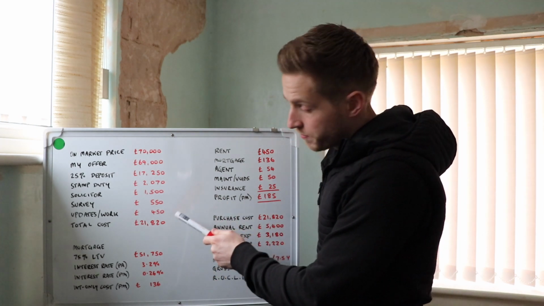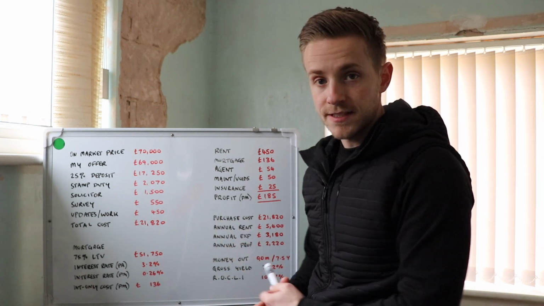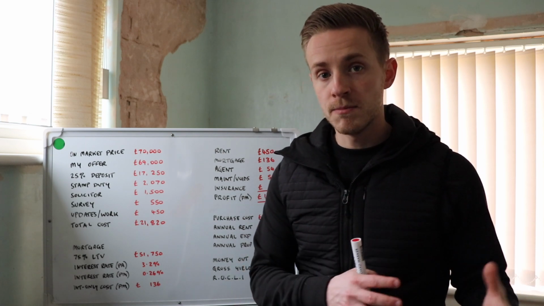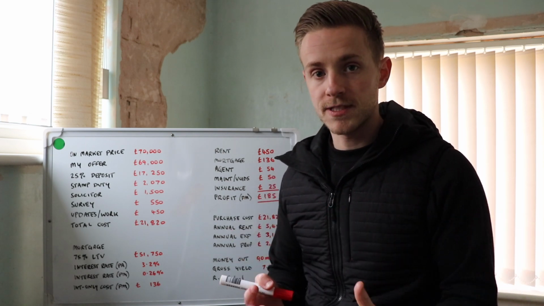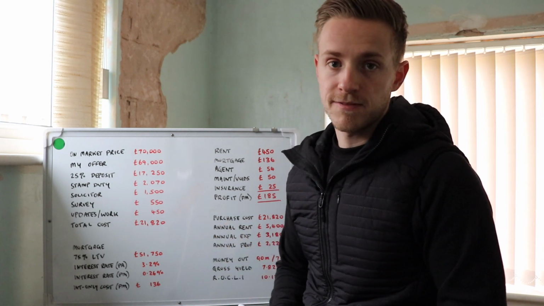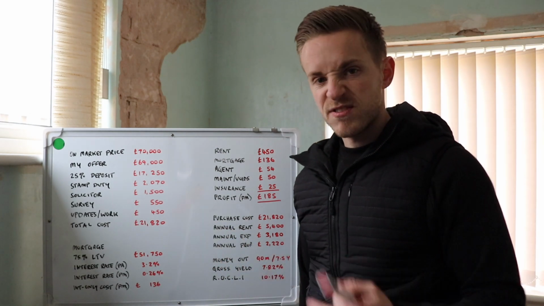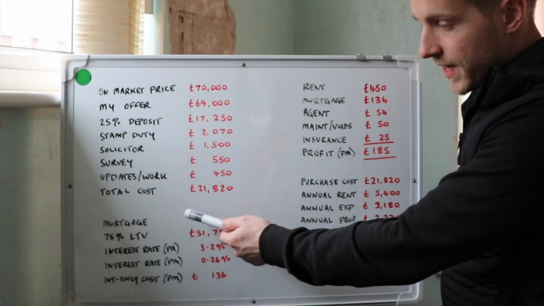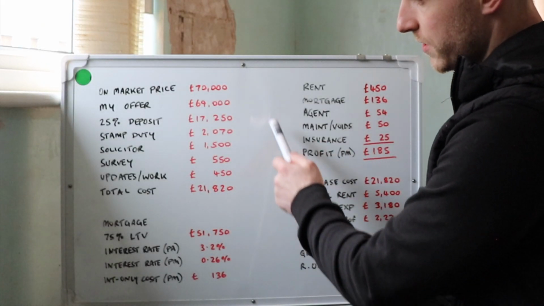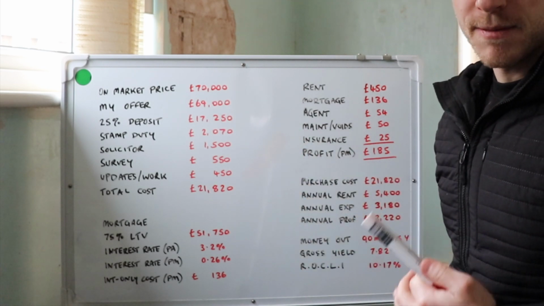And then in this example, I put £450 for works and updates, because the previous owners have been using it as a home. And if it's been used as a home, it might need some updates to bring it up to date with regulations before you let the property out, and to make it safe. So I put aside a £450 budget for a few updates here and there, bringing our total to £21,820. So that's the total of the deposit and all the expenses involved in buying the property.